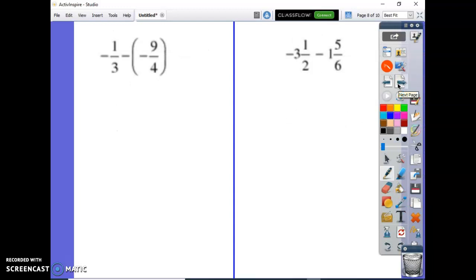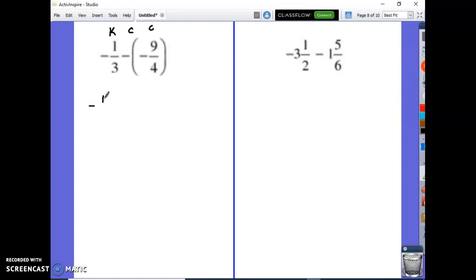Okay, next one, negative 1 2/3 minus negative 9 over 4. We're going to do the same thing, keep, change, keep, change. Keep that first fraction the same, change that subtraction to an addition, change that negative fraction to a positive fraction.